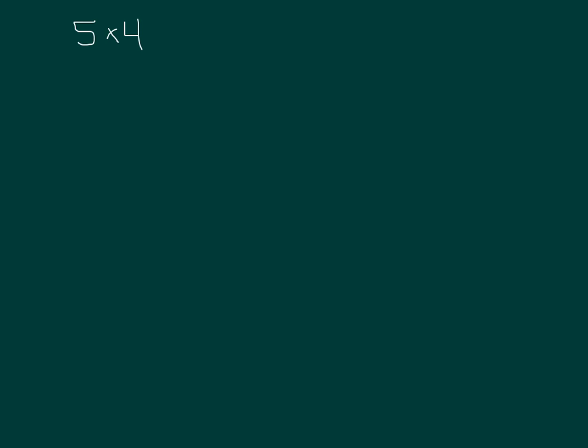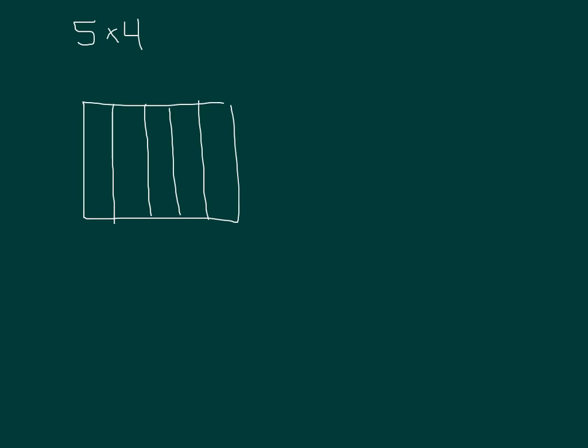So just as a quick review, if I wanted to do 5 times 4 using area, I have 5 units this way, 4 units this way, or 4 rows of 5, I would get my answer, which would be 20. I have 20 units here. And that's one way to do multiplication. You do a lot of that in 3rd grade with your arrays.